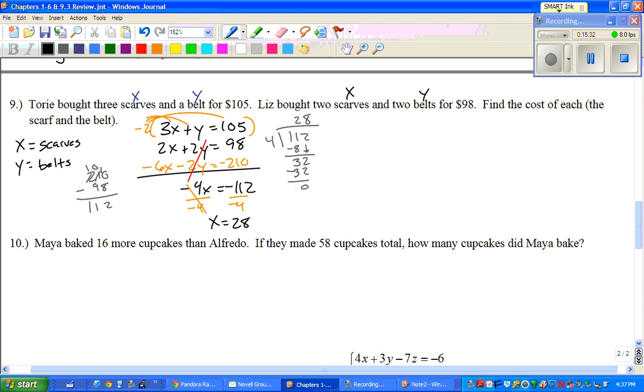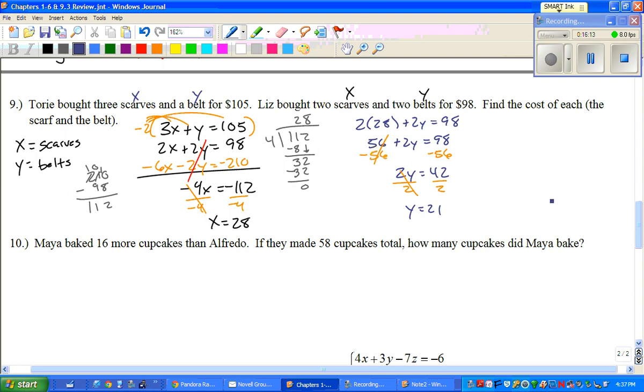So now that we know what x is, we have to find out what y is. To do that, I'm going to plug it into the second equation. So 2 times 28 plus 2y equals 98. 2 times 28 is 56. Subtract both sides by 56. And you get 2y equals 42. Divide both sides by 2. And we get that y equals 21.